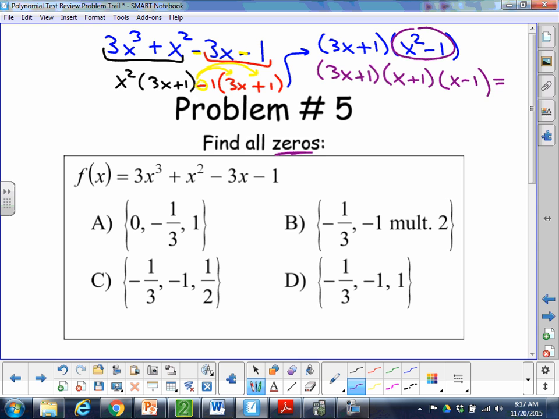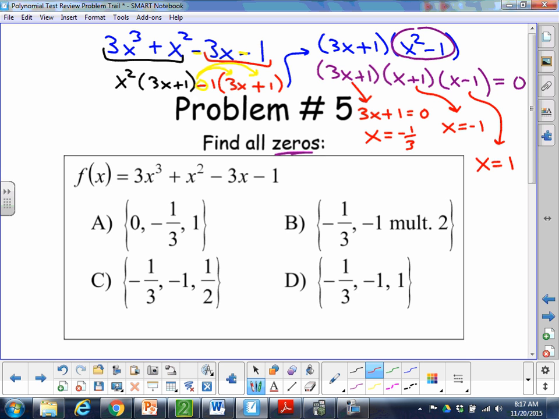We're basically finding when this stuff all equals 0. So if we were to just set each factor equal to 0 and solve, if we set 3x plus 1 equal to 0, when we subtract the 1 and divide by 3, we would get x equals negative 1/3. This one setting equal to 0 would get you x equals negative 1. And this one would solve to get you x equals positive 1. So it looks like D would be the answer for this one.